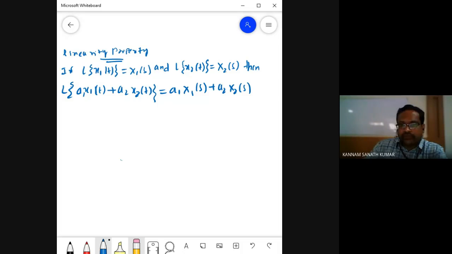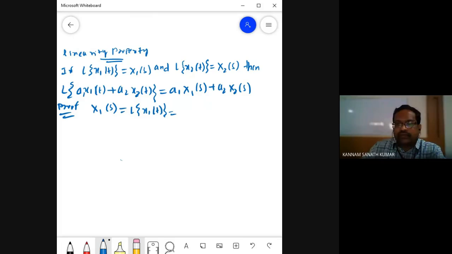So we'll see the proof for this linearity property. X1 of s equals the Laplace transform of x1 of t. So that is equal to what?